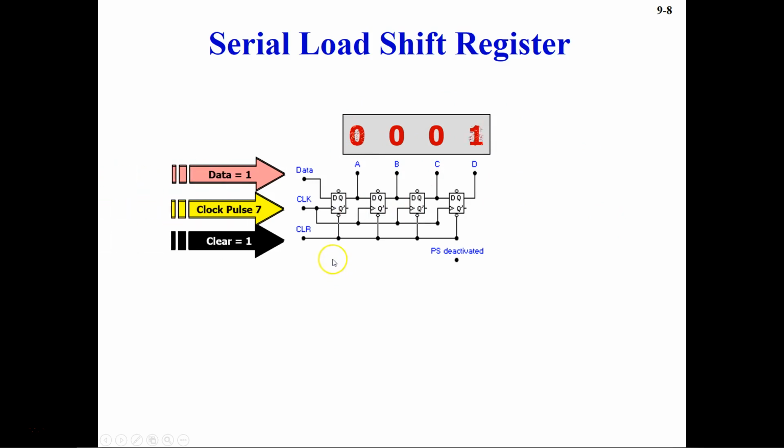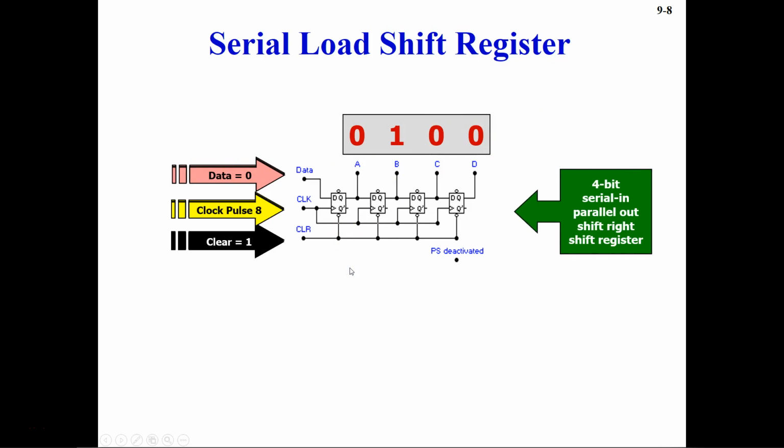Now if you again provide 1 to the data, then what will happen is your D will become 1 and you will have this output. And if your next pulse is 0, data input is 0, then your D will become 0, and the 1 which you provided previously will move here. And if you keep on providing data equal to 0, this is going to move here and then further here, and then it will be out.